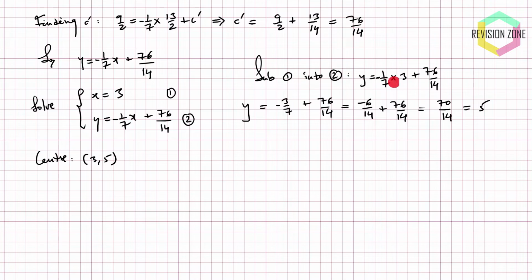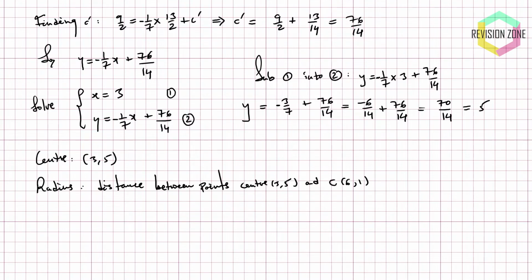And when we crunch through the numbers, feel free to pause the video and follow the details here if you need to, but we actually get y equals 5. So in other words, when x is 3, y is 5. And so our circumcenter is actually at the point (3, 5). So we have a center. Let's think about now the radius.